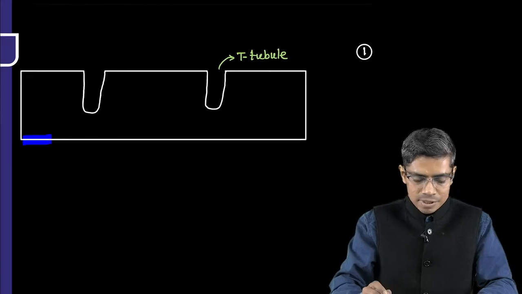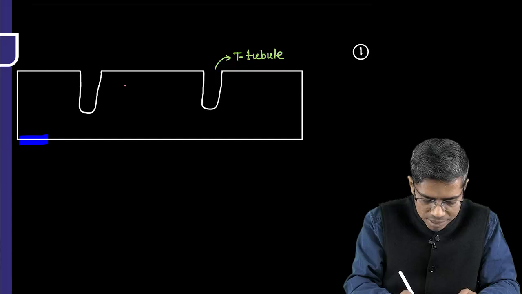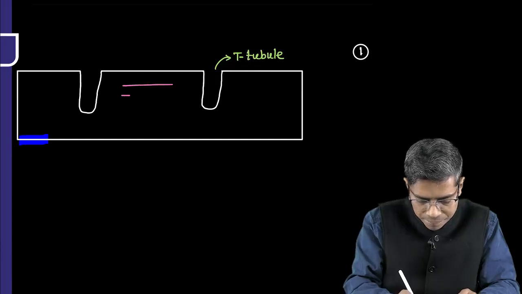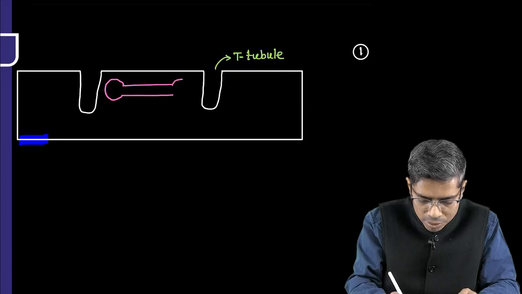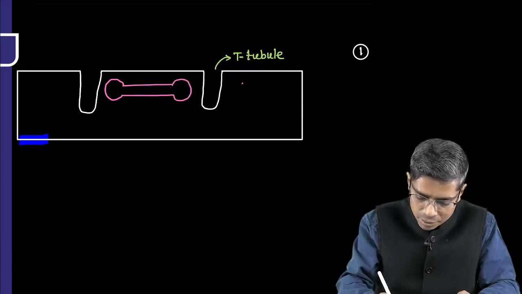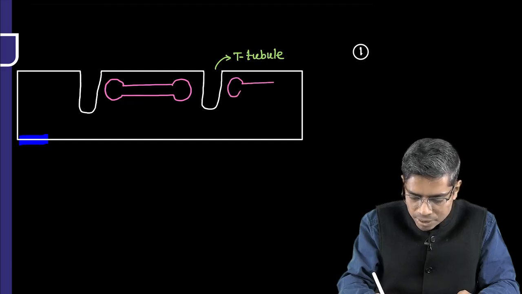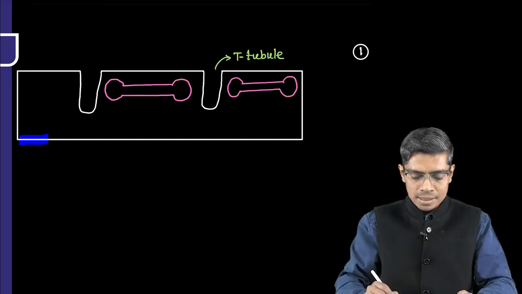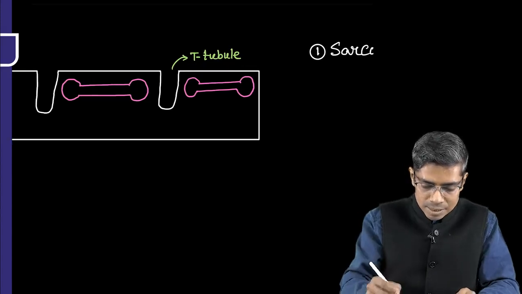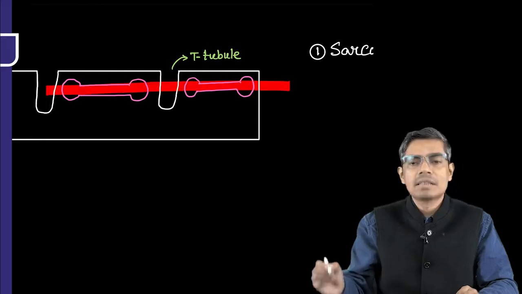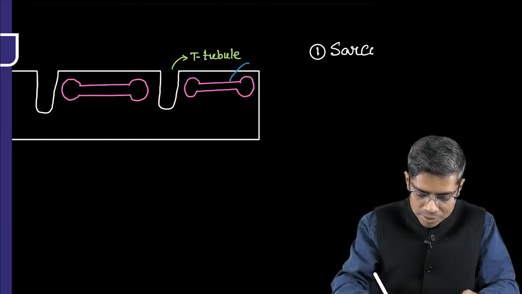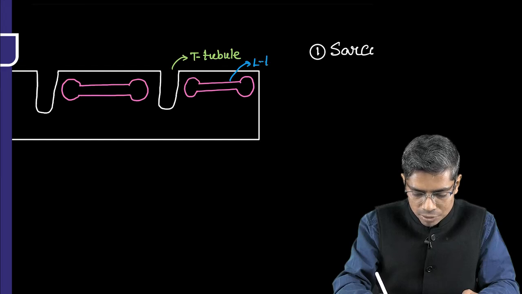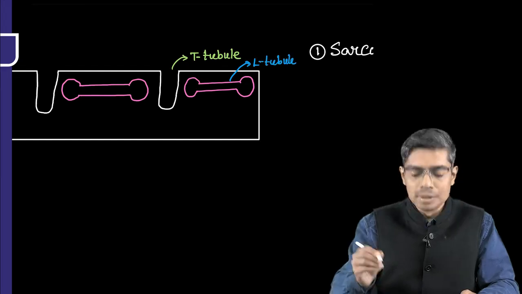In between these T tubules, there is another tubular structure. Now look at this green colored structure. It is present longitudinally along the length of the muscle, with two terminal spherical regions: a terminal spherical region, a longitudinal portion, and again a terminal spherical region. This tubule is present longitudinally along the length of the muscle. That's why it is known as the L tubule. L stands for longitudinal.